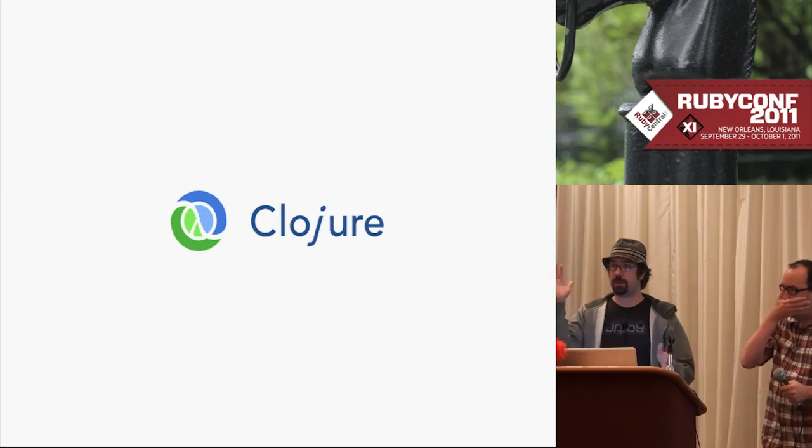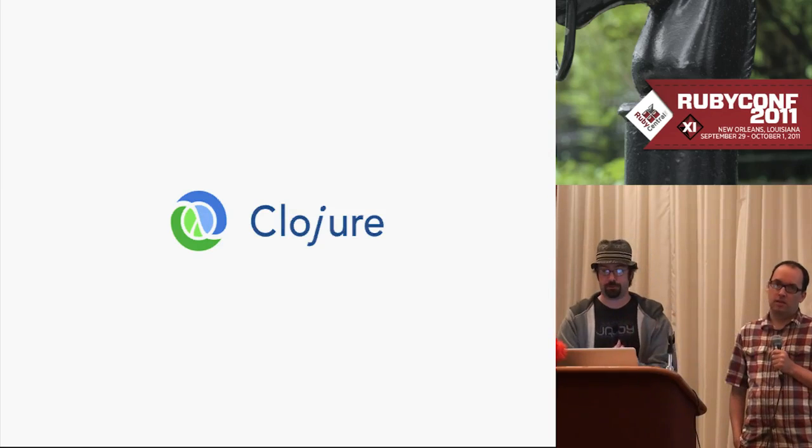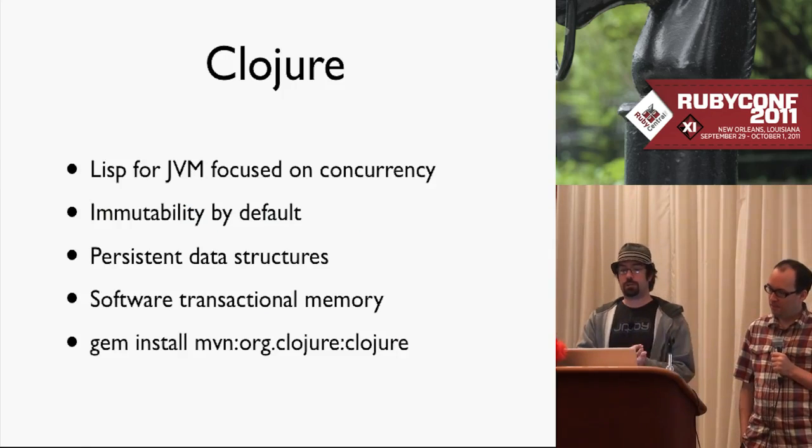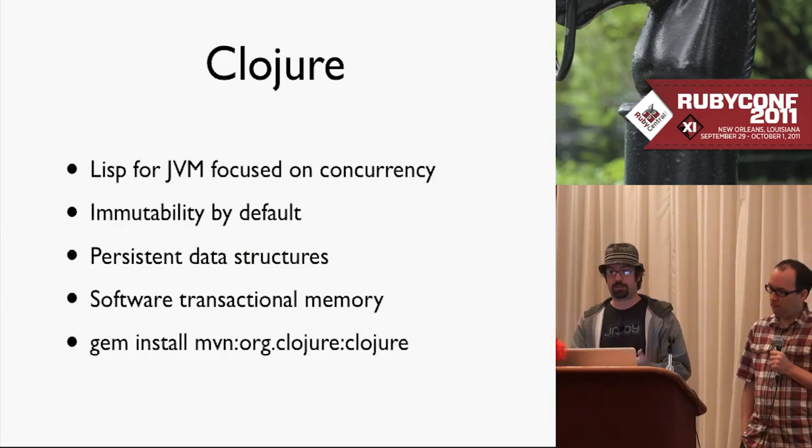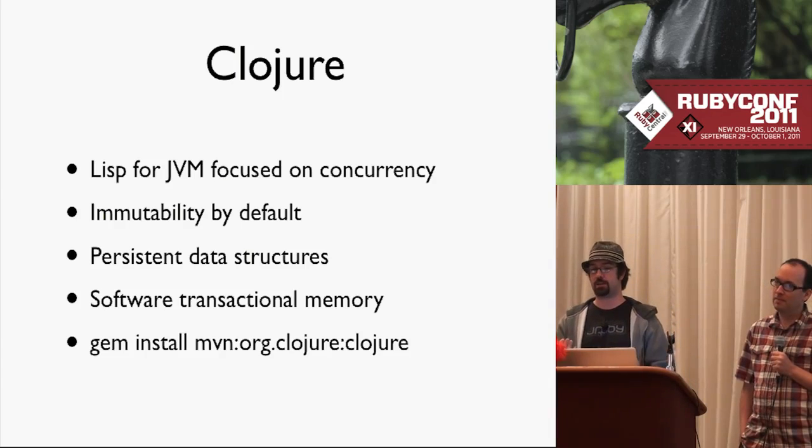So Clojure. Clojure fans in the crowd here? Cool. There's a few of you. All right, so Clojure. This is my description. I think it's a nice short description. It's kind of a Lisp for the JVM that's focused on concurrency, making concurrency easy.